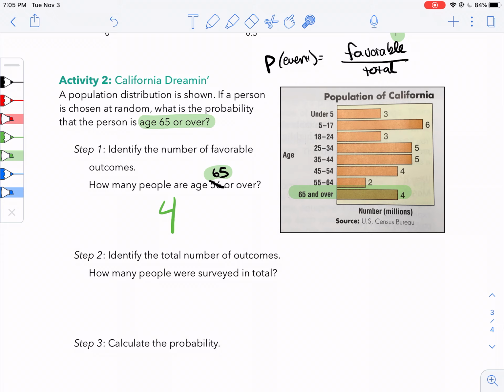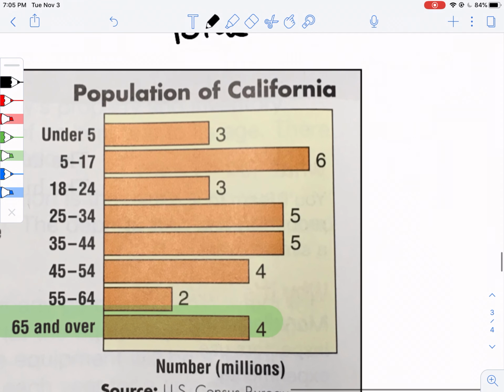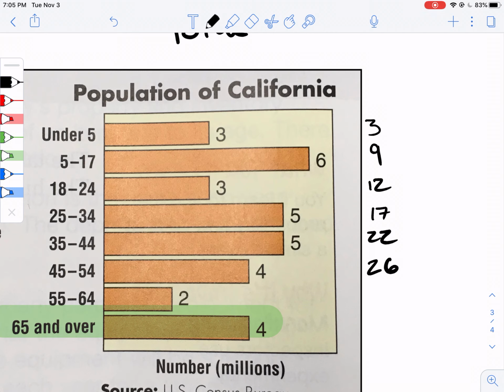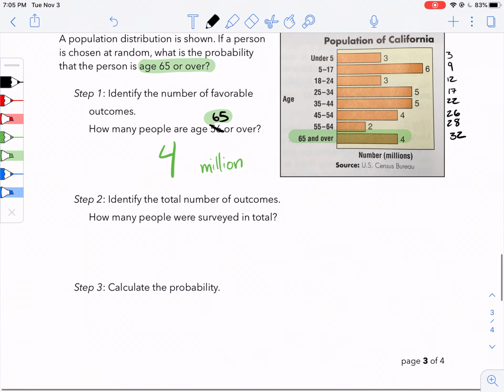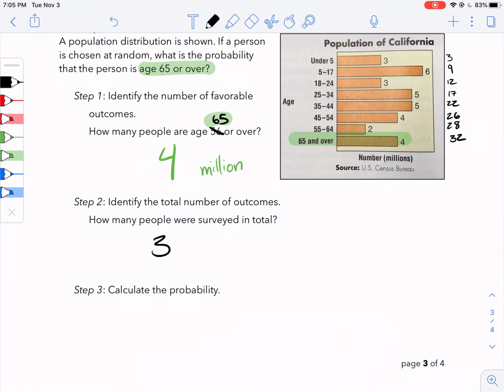Except, read the chart, millions. 4 million. Ta-da. Now, how many were surveyed in total? Let's do a running total. 3 plus 6 is 9, plus 3 is 12, plus 5 is 17, plus 5 is 22, plus 4 is 26, plus 2 is 28, plus 4 is 32. So 32 million were surveyed in total.